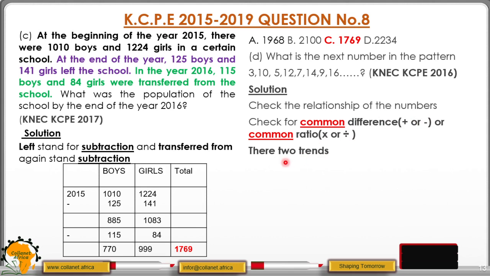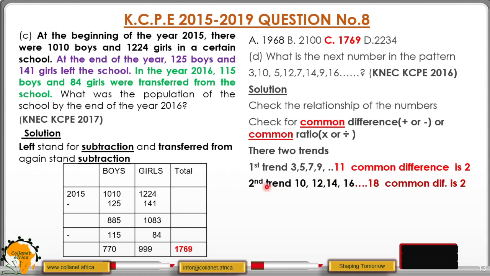So there are two trends. For example, we have 3, 5, 7, and 9. So in that case, you will find that there is a common difference. So the difference between 5 and 3 is 2, 7 and 5 is 2, 9 and, so the other number will be 11. So trend 2, 10, 12, 14. So also it has a common difference of 2. So the other number will be 18.